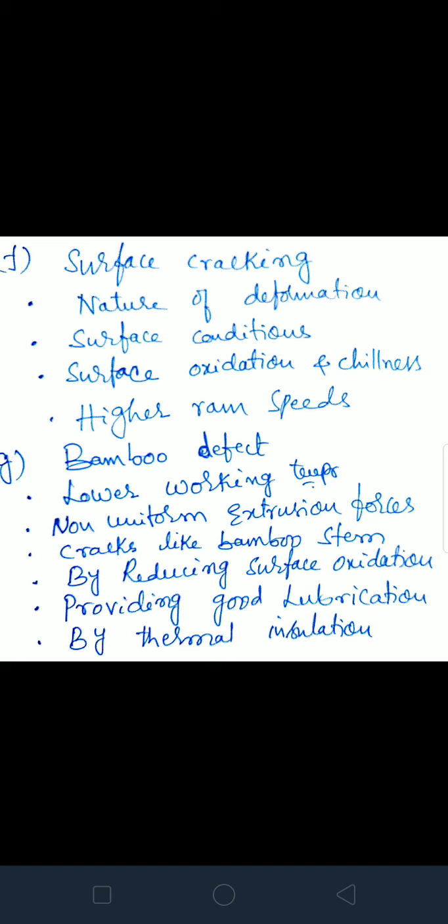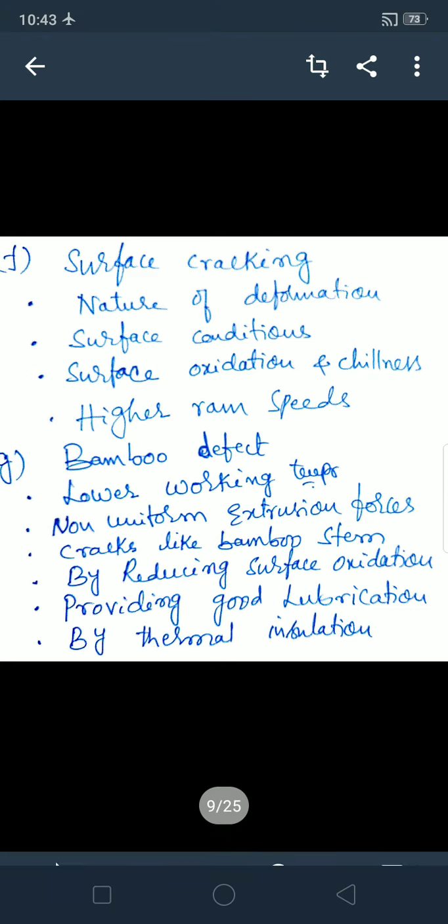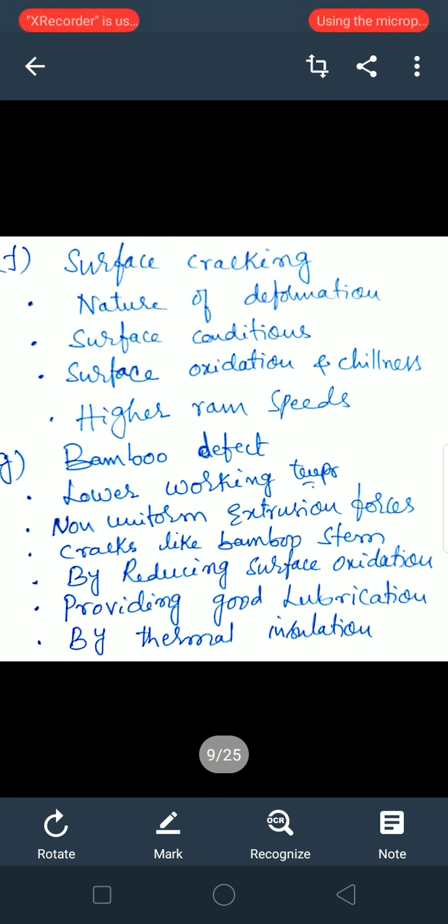Again, after some time, the product gets stuck and moves forward under high pressure. Repetition of this cycle generates periodic circumferential cracks on the surface. Since these cracks resemble the surface of a bamboo stem, this defect is termed a bamboo defect. It is highlighted here.